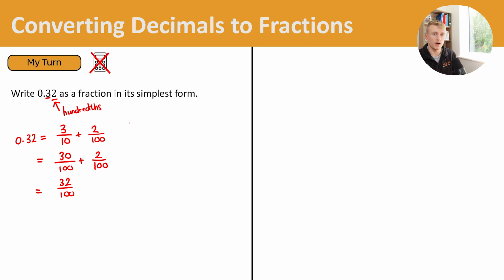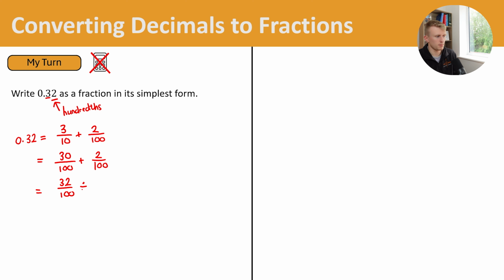Now there is actually a quicker way to do this. If we look originally at the smallest place value digit, which is the 2, that tells us what our denominator needs to be. So in this case, it would be 100. And then we can write the other 2 digits on the numerator. So we could go straight to the 32 over 100.